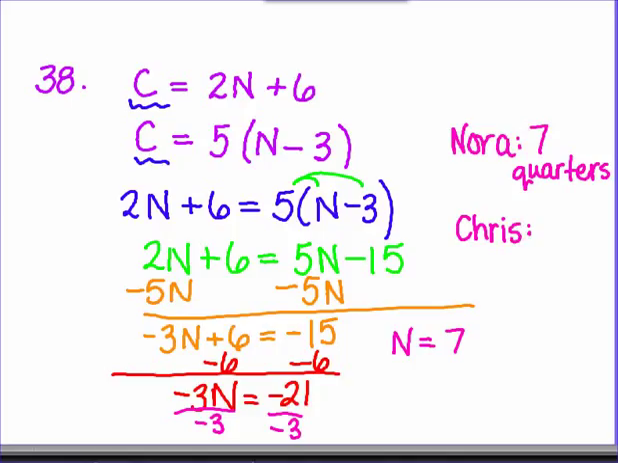Now the question is, how do you find how many Chris has? You take Nora times 2 plus 6. I could either put 7 in the top equation right up here, or I could put 7 in the bottom equation right here. It doesn't matter. So I could either take 2 times 7 plus 6, or I could take 5 times 7 minus 3. So how many quarters does Chris have? 20. Very good. Hardest part on that problem, once again, is writing the equations.